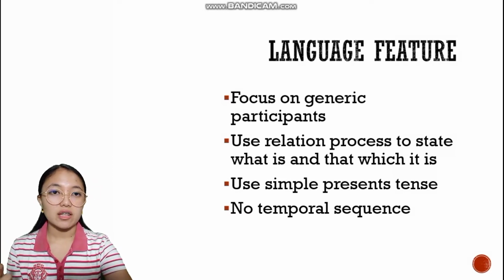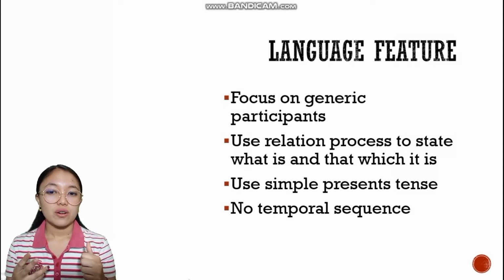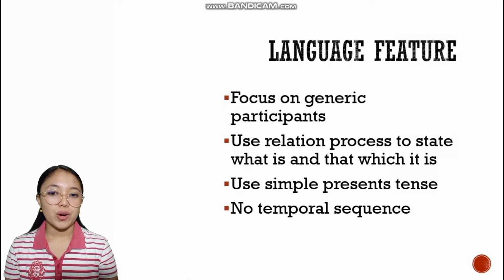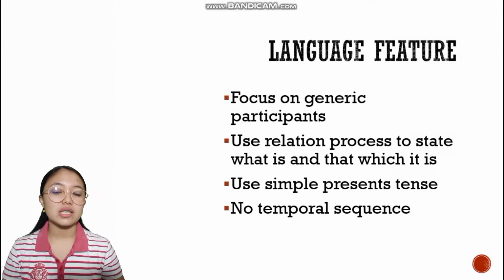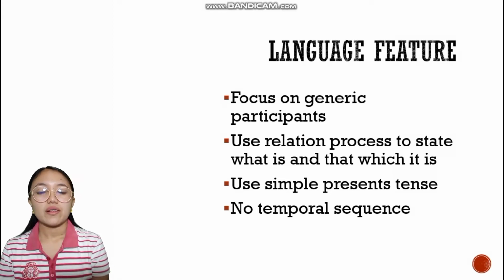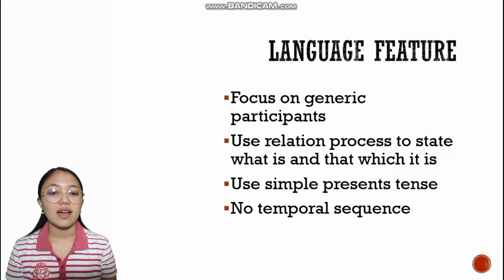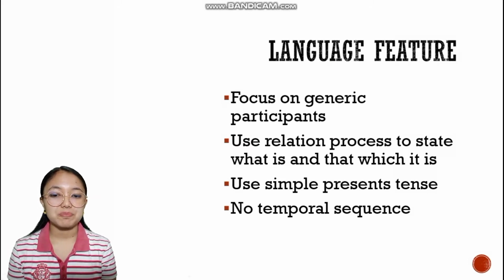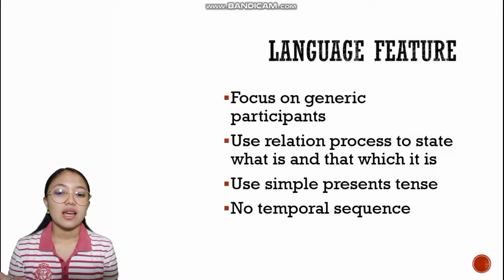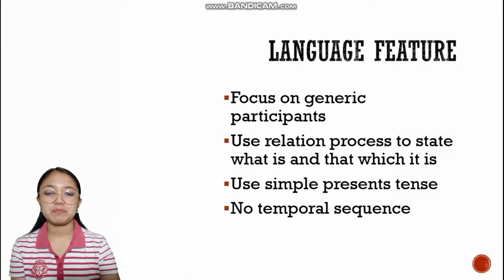We can write report text if we use these language features. The first language feature of report text is focus on generic participant, use relation process to state what is and that what is it, and use simple present tense, and there is no temporal sequence in report text.